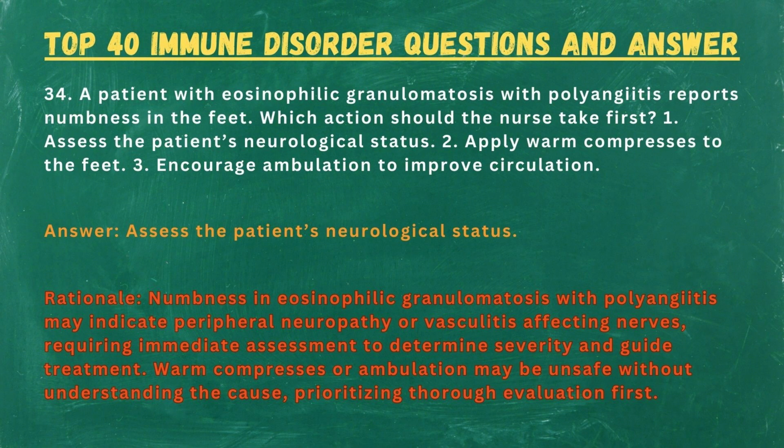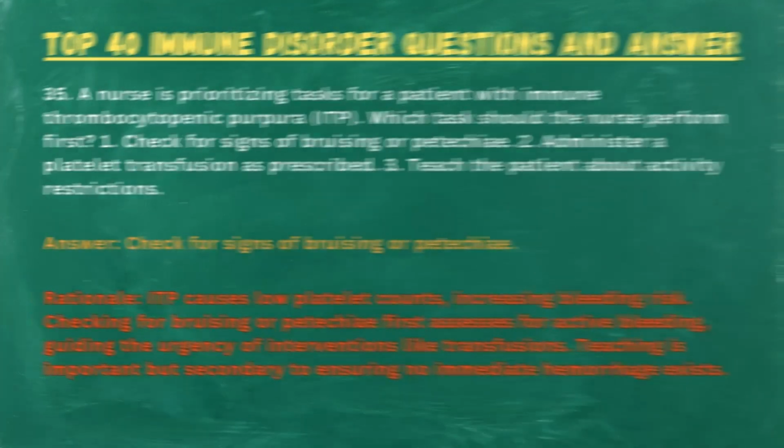Rationale: numbness in eosinophilic granulomatosis with polyangiitis may indicate peripheral neuropathy or vasculitis affecting nerves, requiring immediate assessment to determine severity and guide treatment. Warm compresses or ambulation may be unsafe without understanding the cause. Prioritizing thorough evaluation first.